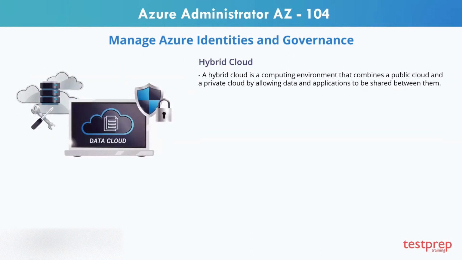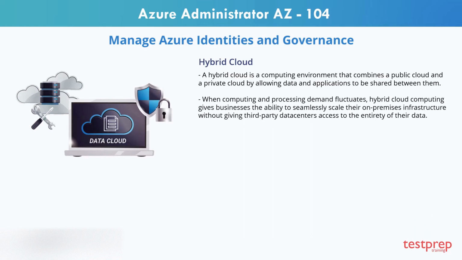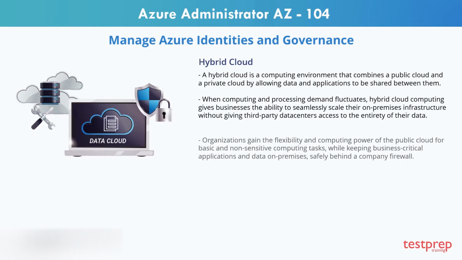A hybrid cloud is a computing environment that combines a public cloud and a private cloud by allowing data and applications to be shared between them. When computing and processing demand fluctuates, hybrid cloud computing gives businesses the ability to seamlessly scale their on-premises infrastructure up to the public cloud to handle any overflow, without giving third-party data centers access to the entirety of their data.